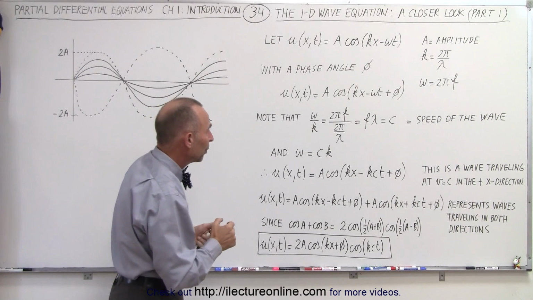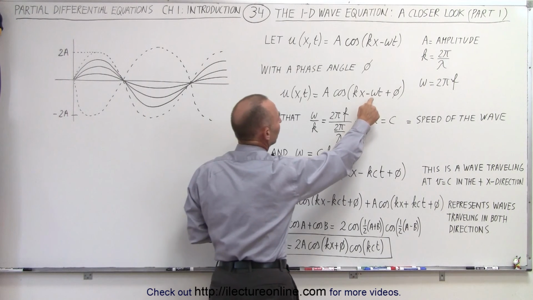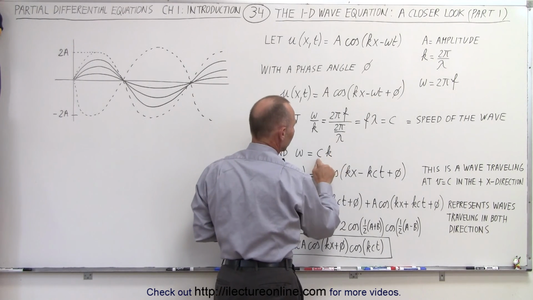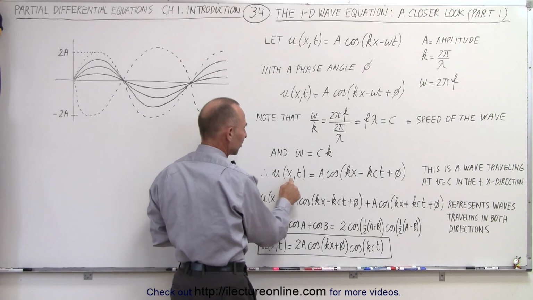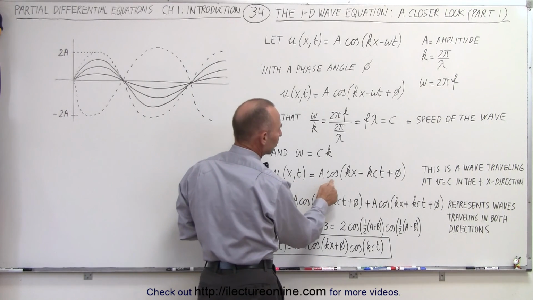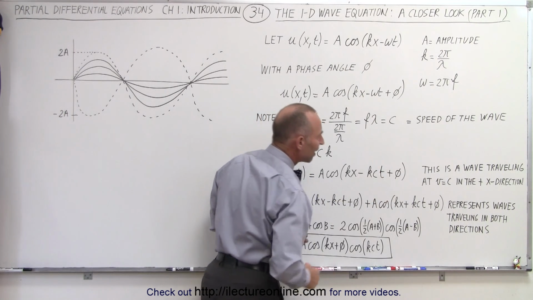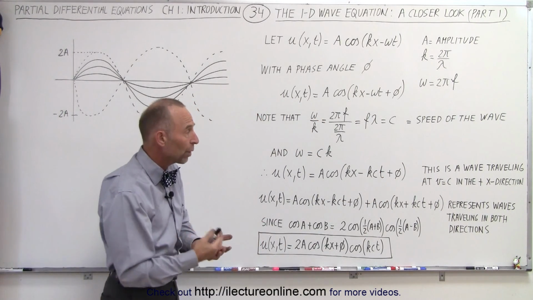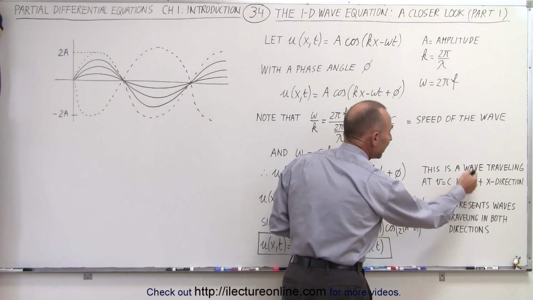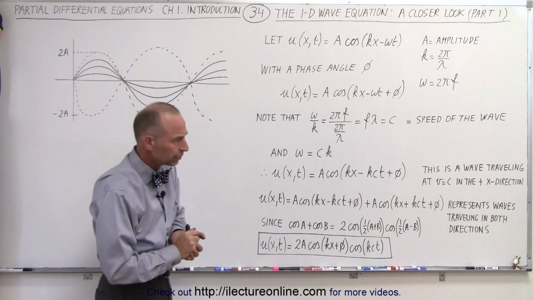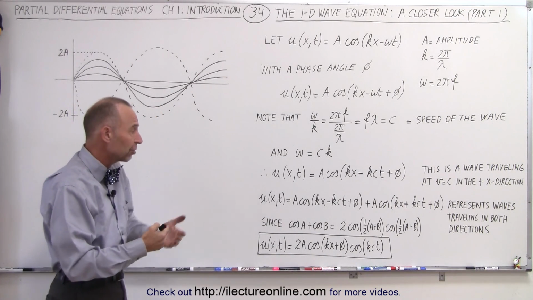And so therefore, we can write omega as being c times k, and we can go back in our equation, take omega, and change it to c times k, so the equation can be written u as a function of x and t is equal to A times the cosine of kx minus kct plus a phase angle. And that is essentially the equation for a wave traveling at the velocity equal to the speed of light in the positive x direction.